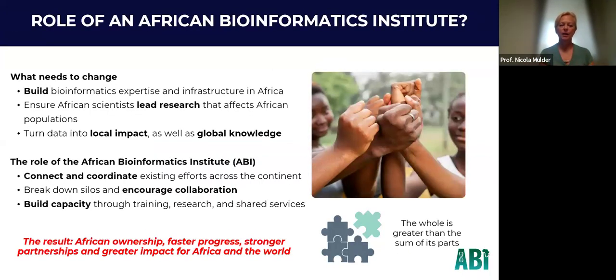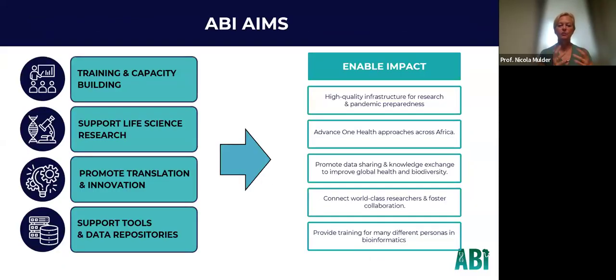So we wanted to build a center of bioinformatics expertise and infrastructure on the continent so that Africans can lead research, turn local impacts into global knowledge, and connect and coordinate different groups across the continent, so that we could have African ownership but foster progress from the data that we have. The aims were to do training and capacity development, support life science research, and promote translation and innovation.